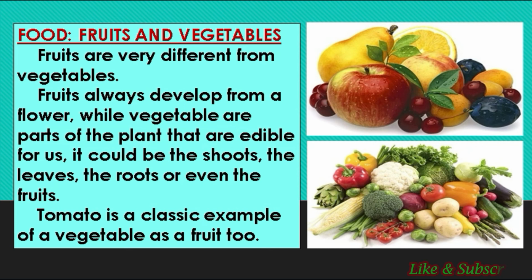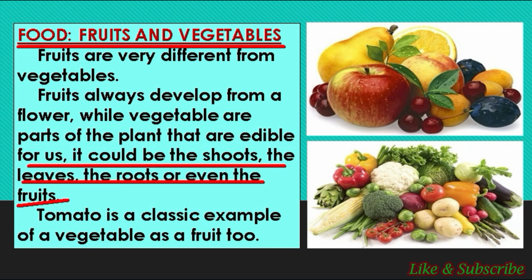Now students, the last topic of this chapter is food, fruits and vegetables. Students, as you all know, fruits are very different from vegetables, because generally fruits always develop from a flower, whereas vegetables are parts of the plant that are edible to us. And the vegetables could be the shoots, the leaves, the roots, or even the fruit part of the plant.